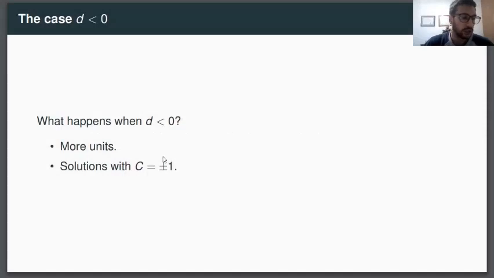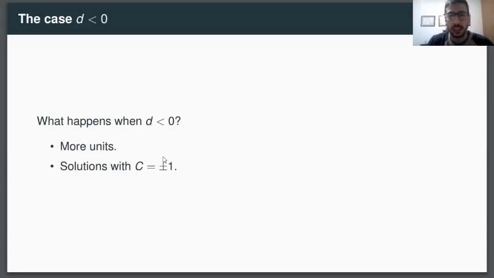Well, we have two issues. First, remember that the curve was defined over Q(√-d). So in this case, it will be defined over a real quadratic field. So we will have more units. And remember that in order to see the well-definedness of a Hecke character, we need the Hecke character to be trivial on units. So in this case, it will be more difficult to see the well-definedness of the Hecke character.